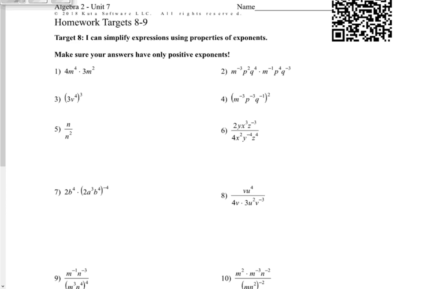Today I will be going over the homework for targets 8 and 9. Please make sure that you do have your notes out as we go over this because we will be using all of those exponent rules that we talked about in class.